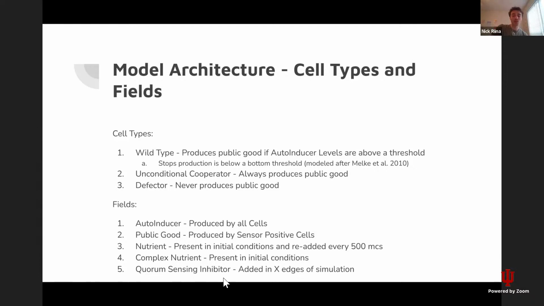And then last is the quorum sensing inhibitor, which is put in from the X, so the edges of the simulation. And then we had one where there's a linear gradient. We ran some experiments that way, and then we ran some where the gradient was coming in from both directions. The way we can turn this on and off is with a parameter that doesn't take away the field, but it turns off the interaction that this would have with the cells inside the Python for the code.